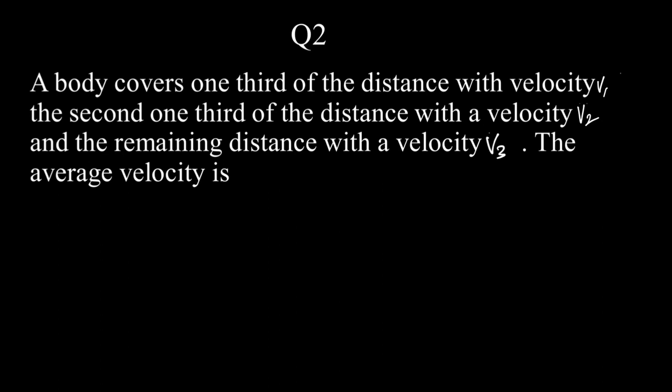Okay, so this is a very similar question to the one that we did some time ago, question number one, which is based on the motion of a body from point A to point B in equal intervals of time. Here, instead of equal intervals of time, we have been given equal distances: one third of the distance, the second one third distance, and the remaining one third.